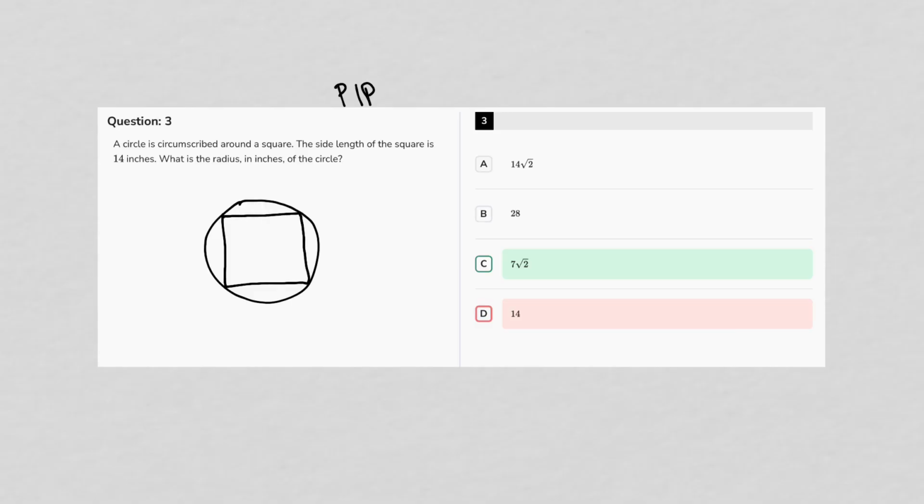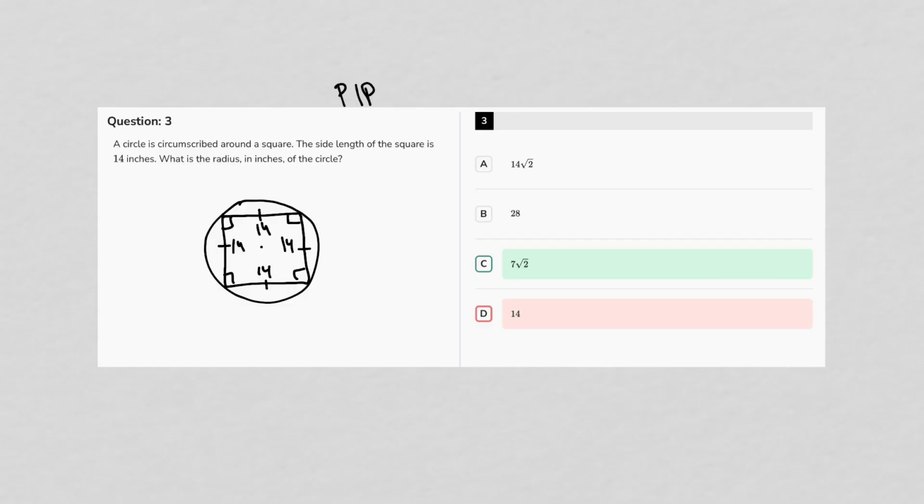Because I know it's a square, I'm going to just put these little markings here to represent that all the sides are equal. I'll even put the 90 degree angles in there as well. So a circle is circumscribed around a square. The side length of the square is 14 inches. All right, that's good to know. That means they are all 14s because squares have all sides equal. What is the radius in inches of the circle?